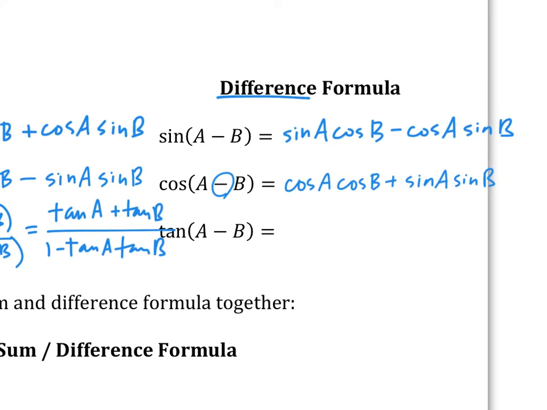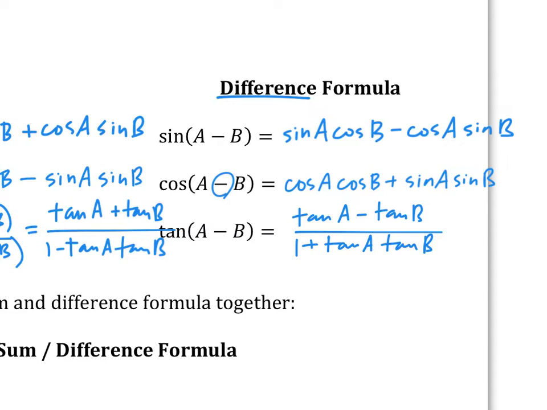All right, tangent A minus B. So again, you can use sine over cosine, and that should take care of most of the problems. But in the case where the only thing you're given is tangent, then using this tangent formula is much easier. So tangent A minus tangent B over 1 plus tangent A tangent B. So this is kind of hard to remember because you have two signs and they're opposite.